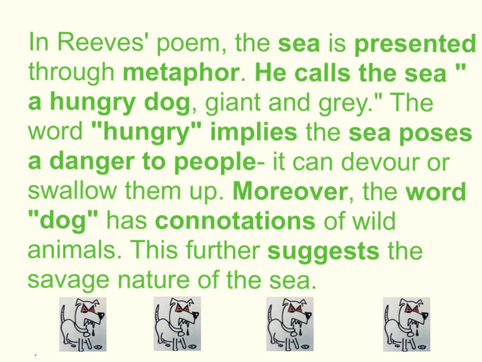And here we have, on the back end of those rough analytical notes, a model paragraph in response to the question. In Reeves's poem, the sea is presented through metaphor. He calls the sea a hungry dog, giant and grey. The word hungry implies the sea poses a danger to people. It can devour or swallow them up. Moreover, the word dog has connotations of wild animals. This further suggests the savage nature of the sea.